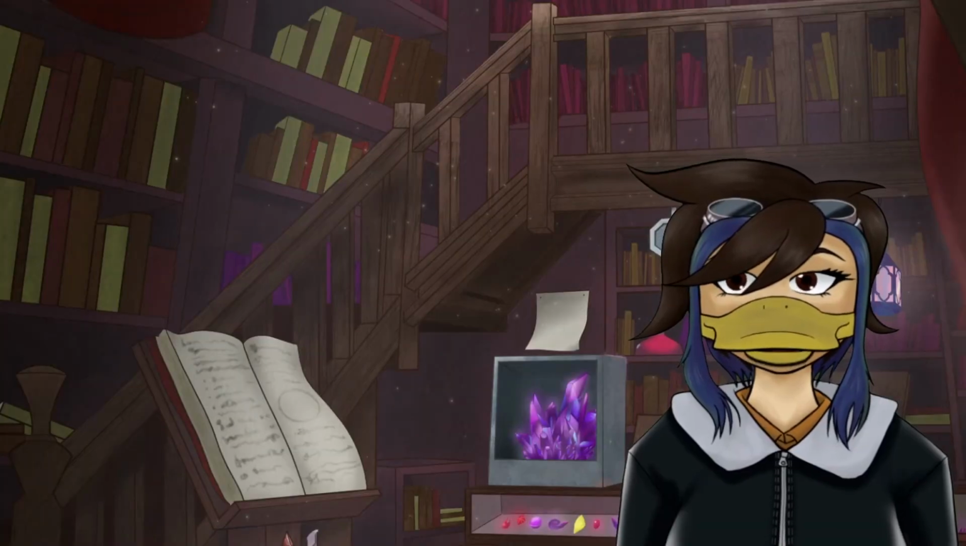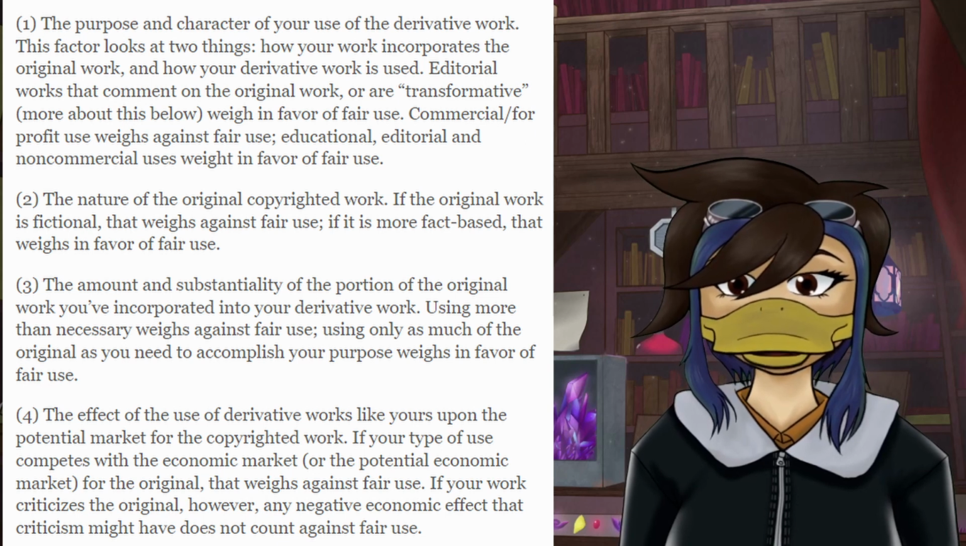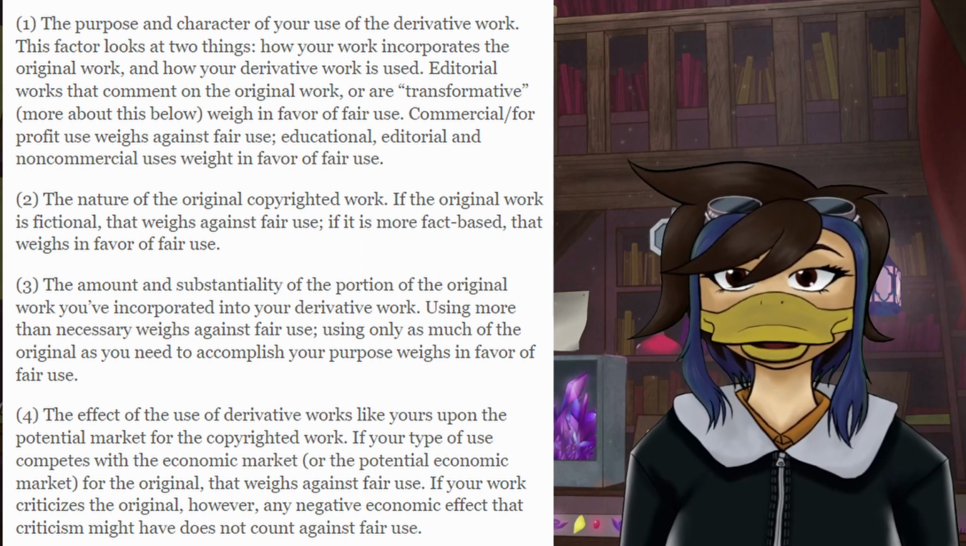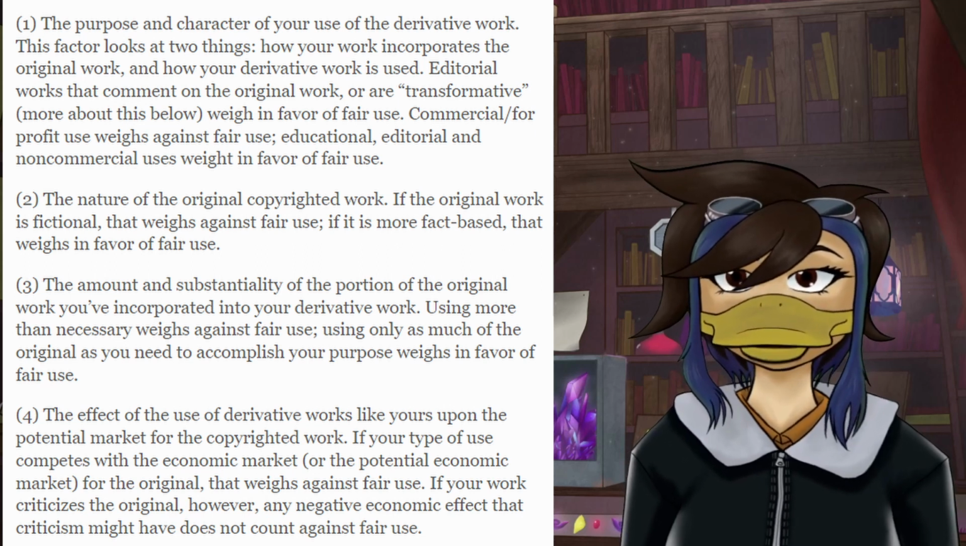In an article from O.com, the author states, quote, 1. The purpose and character of your use of the derivative work. The factor looks at two things: how your work incorporates the original work and how your derivative work is used.